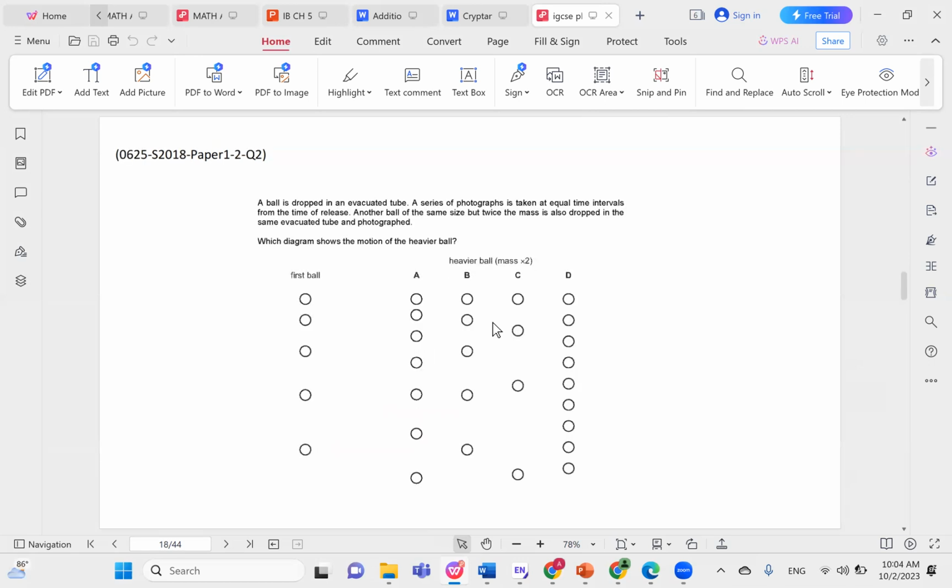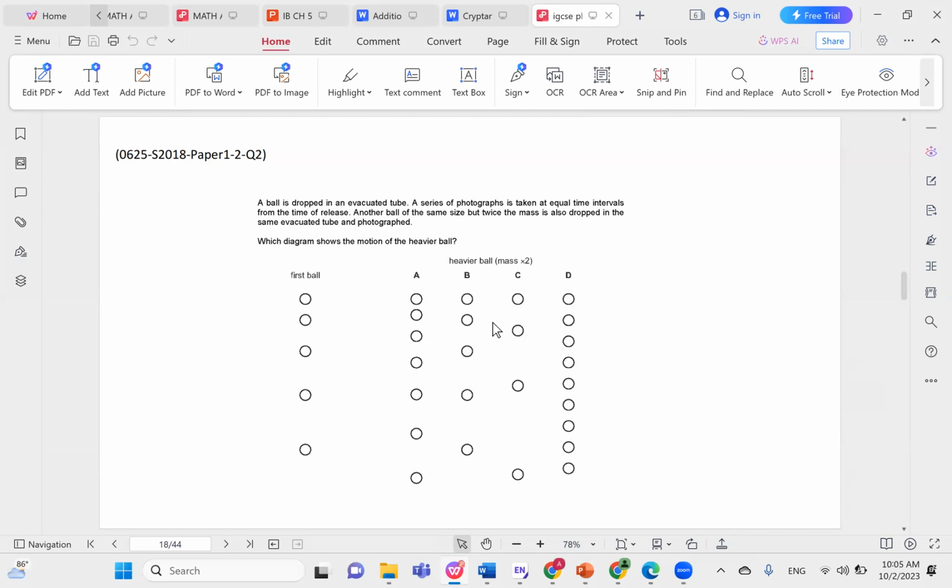A ball is dropped in an evacuated tube. Again, evacuated means this is similar to the word vacuum, and this is similar to saying that we are ignoring air resistance. There is no air resistance here. A series of photographs is taken at equal time intervals from the time of release. Another ball of the same size, but twice the mass, is also dropped in the same evacuated tube and photographed. Which diagram shows the motion of the heavier ball?